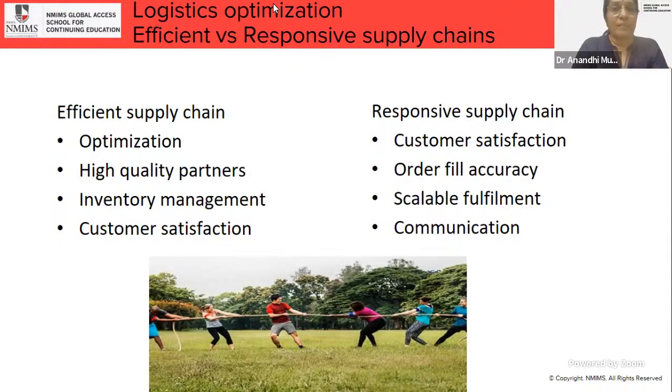See, obviously, do you think Apple will not focus on optimization at all? Won't they streamline their process of sourcing, procurement, or assembly line production? Obviously, this also will happen. Rolls Royce also will be focusing on optimization. But my priority, my key area of focus is customization and customer satisfaction. The rank order will differ. It is not that optimization will not be a concern at all in a responsive supply chain.